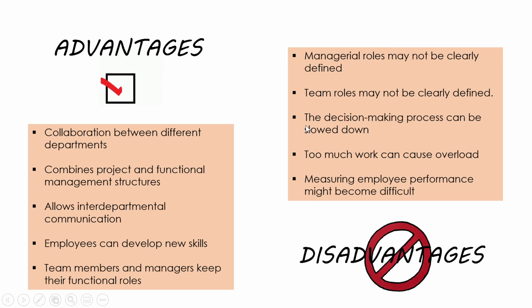Next, the decision-making process can be slowed down. Because of the nature of the matrix involving more than one manager, decisions that may be required to pass through both managers can sometimes take longer than necessary. Furthermore, with the integration of multiple managers and team members, decisions that require multiple steps can be slowed down when guided by the matrix.